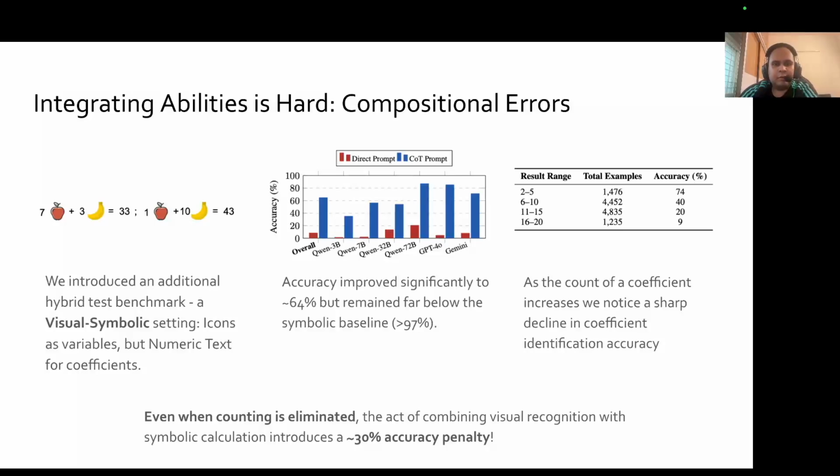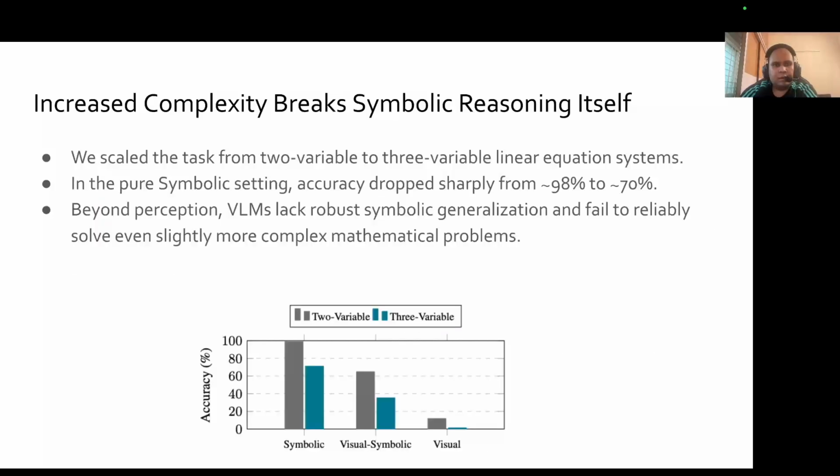But looking at the visual symbolic setting, we realize that this is not only about counting, it's also about composing both counting and arithmetic solving. So even when counting is eliminated, the act of combining visual recognition with symbolic calculations introduces around a 30% accuracy penalty. On the other hand, we did a further ablation study where we did not limit ourselves to 2 variables, and as proposed in the benchmark, we also came up with a 3 variable system, and we wanted to test the hypothesis whether increasing complexity would break symbolic reasoning itself.